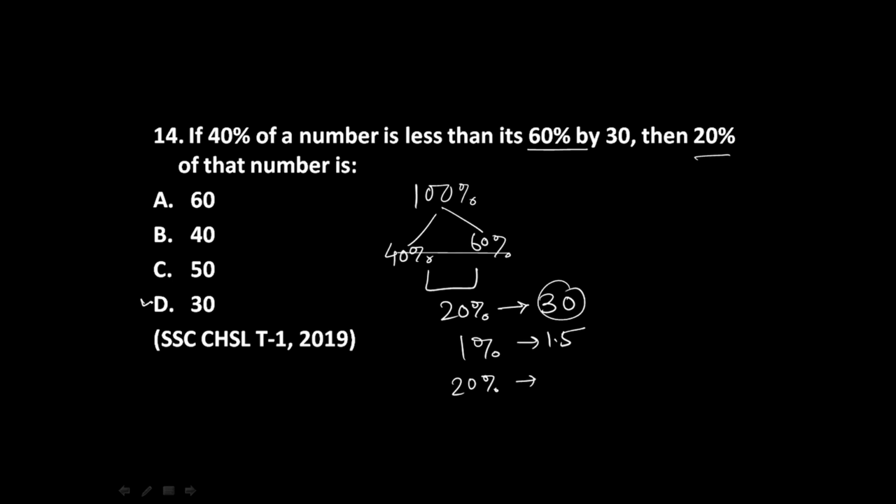If it would have asked 30% or 40%, then we would have had to calculate this. But 20% is given in the question, so it should be 30. Actually, in this question you don't have to touch the pen or paper, because 40% and 60% are given. The difference is 20%, so the value of that 20% is 30. This is a simple question asked in 2019 CHSL. If this was 40% or 30%, you would have had to calculate.